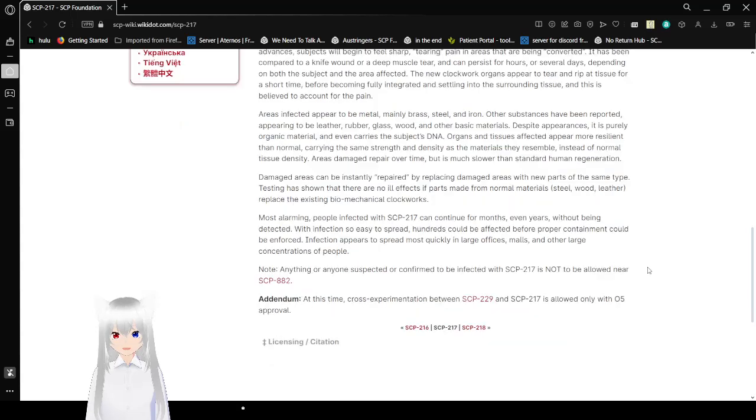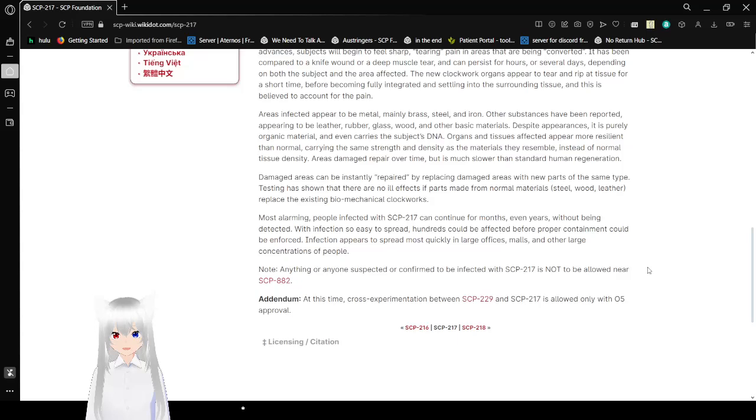Areas infected appear to be metal, mainly brass, steel, and iron. The iron I get, because we literally have that in our blood. Other substances have been reported appearing to be leather, rubber, glass, wood, and other basic materials. Despite appearances, it is purely organic material and even carries the subject's DNA. Organs and tissues affected appear more resilient than normal, carrying the same strength and density as the materials they resemble, instead of normal tissue density.